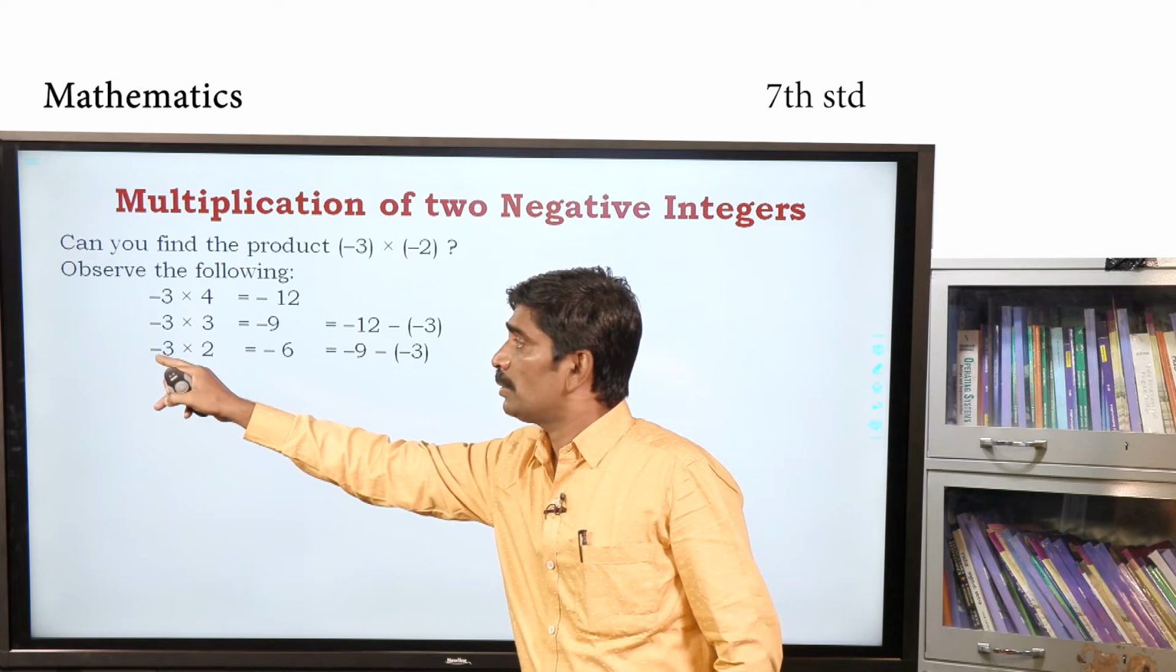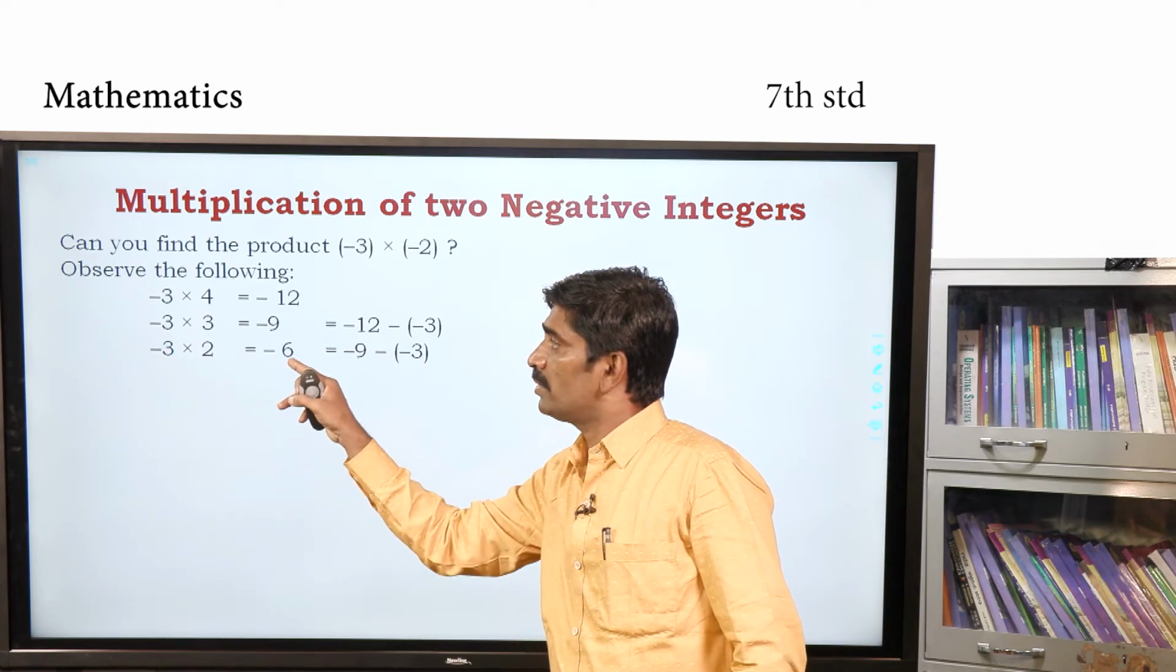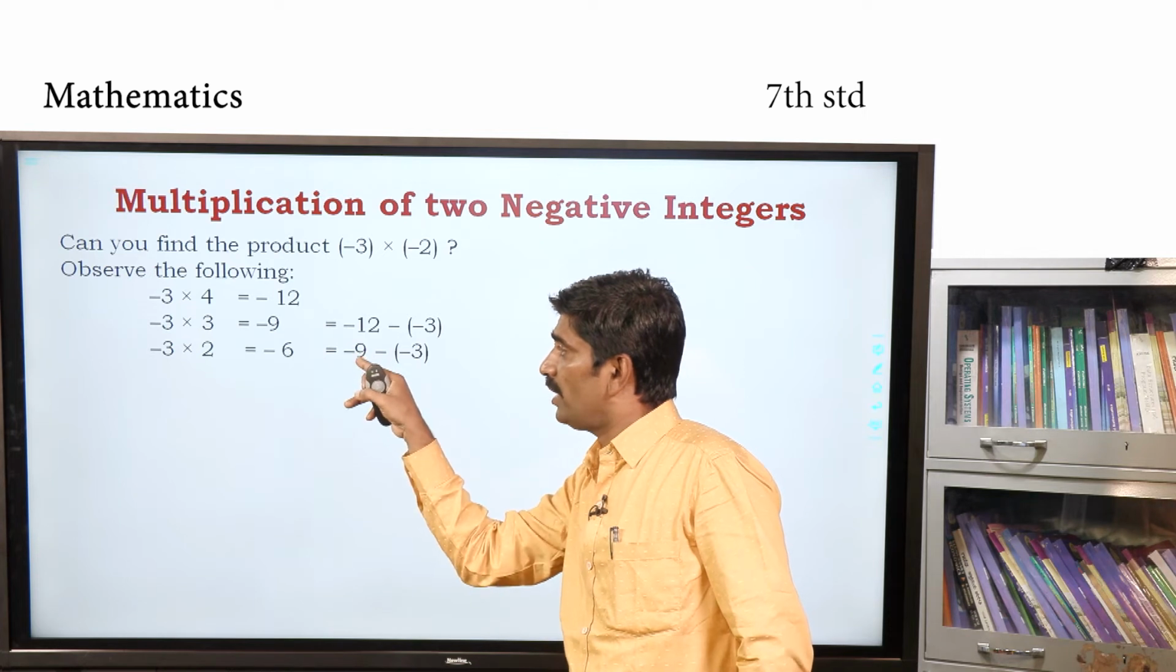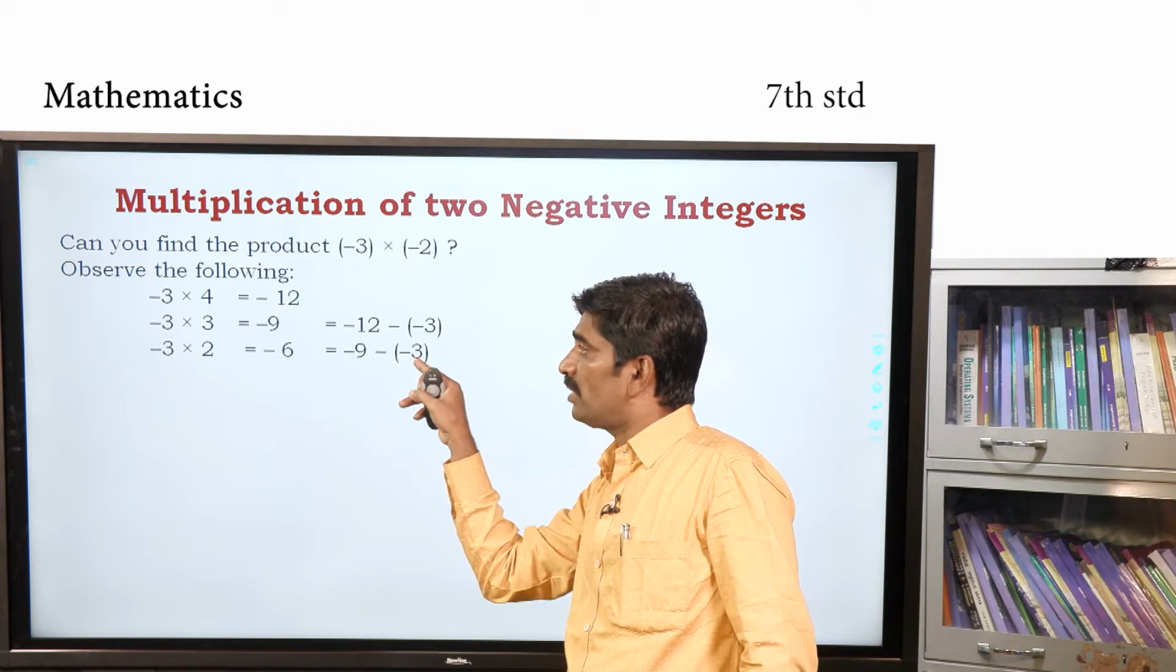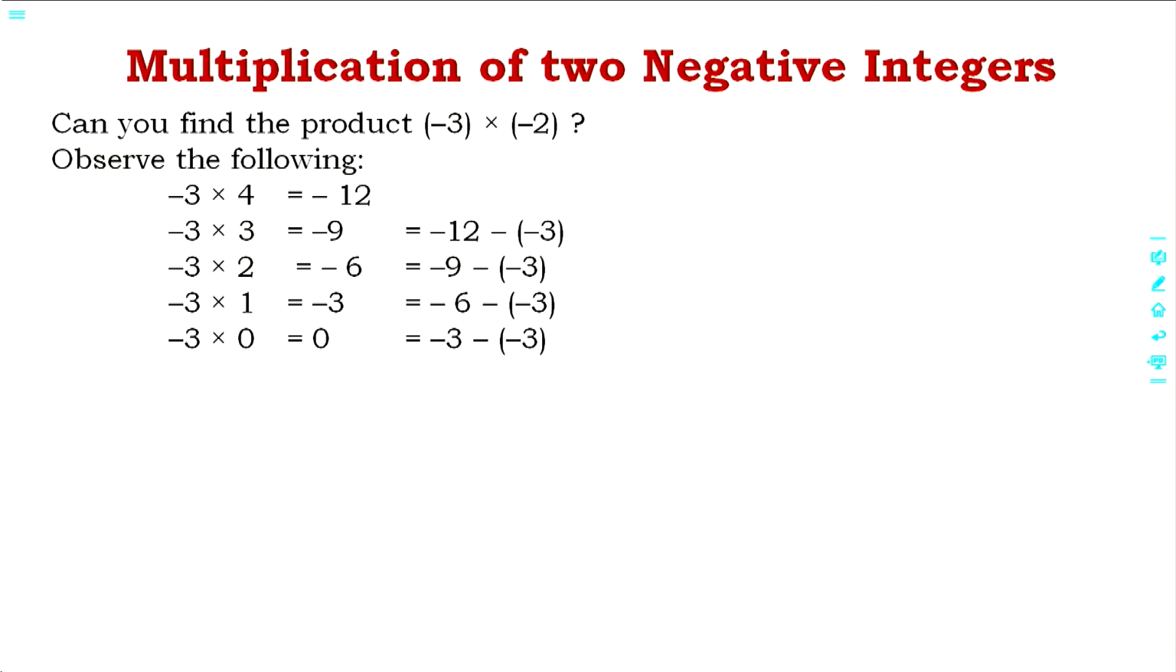Okay. Next, minus 3 into 2 is minus 6. Minus 6, minus of minus 3, that is minus into minus plus, so minus 6 plus 3 means minus 3. Minus 3 into 0 is equal to 0, that means minus 3 minus of minus 3, that is minus 3 plus 3, which is also equal to 0. Next, minus 3 into minus 1: the answer we do not know, but we know the pattern. 0 minus of minus 3 means 0 plus 3, which is 3. So minus 3 into minus 1 means plus 3.